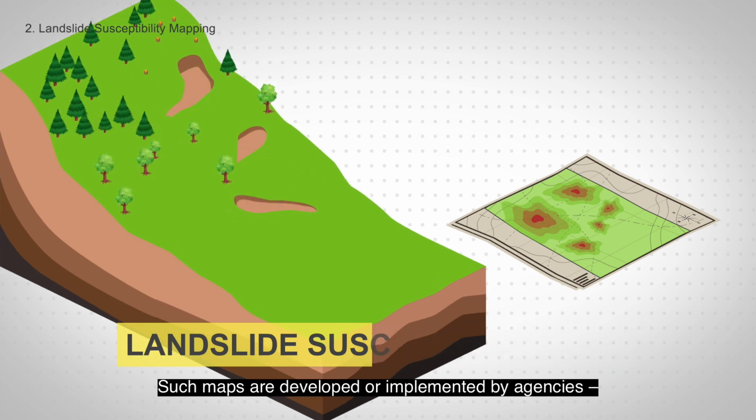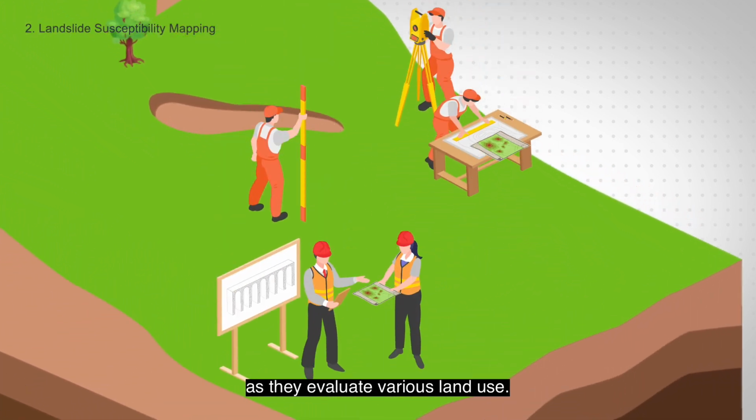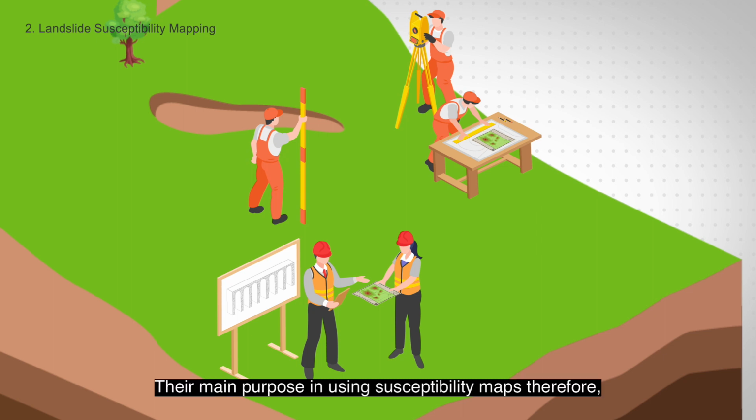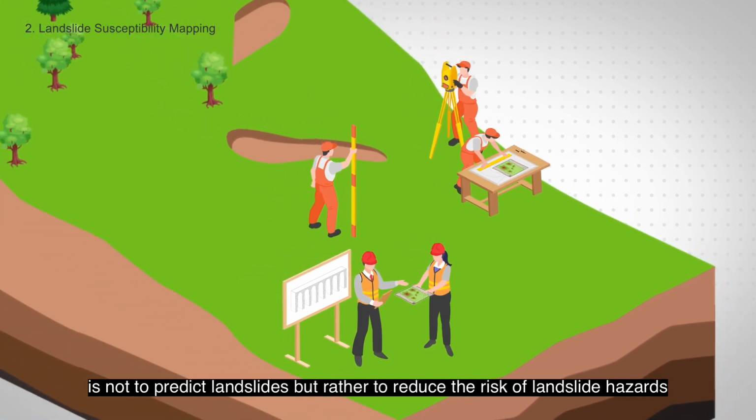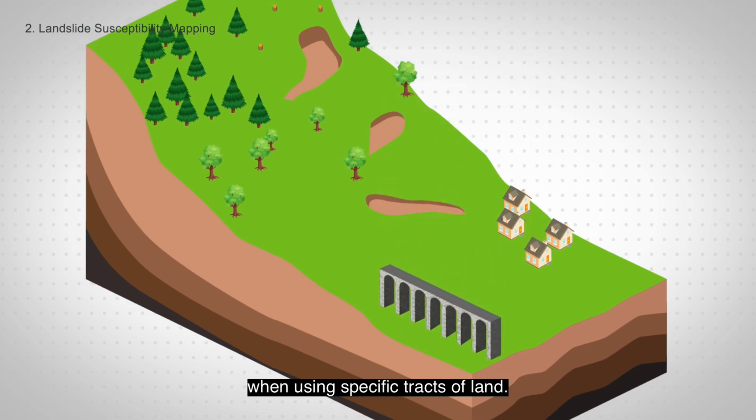Such maps are developed or implemented by agencies and local and national governing bodies, as they evaluate various land use. Their main purpose in using susceptibility maps, therefore, is not to predict landslides, but rather to reduce the risk of landslide hazards when using specific tracts of land.